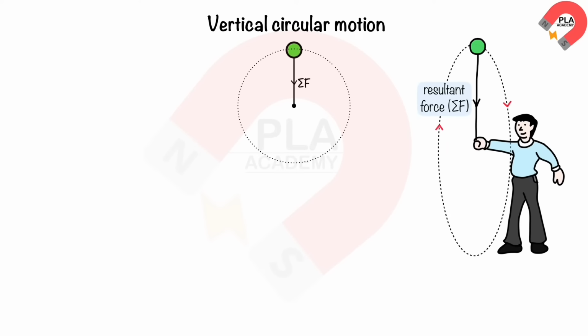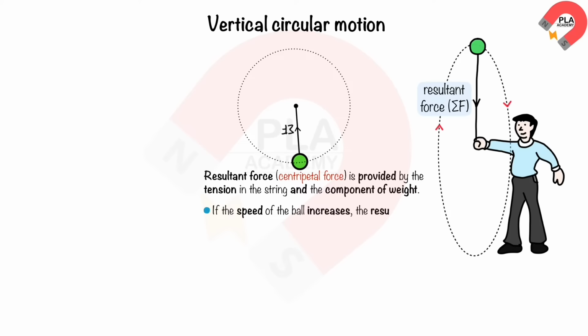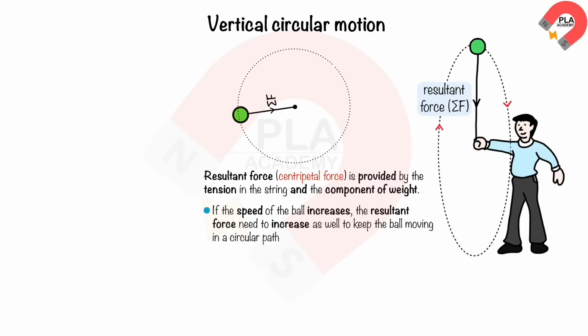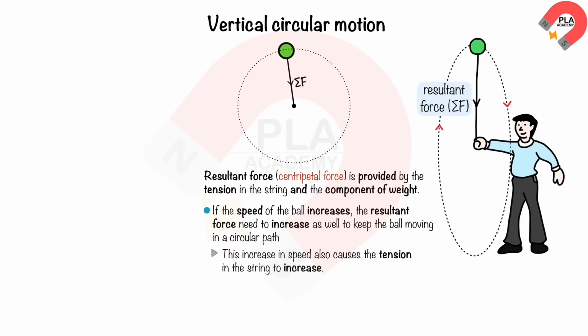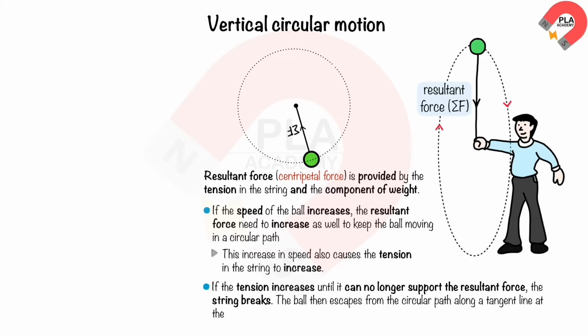Vertical circular motion of a ball that is attached to a string. The resultant force, also known as the centripetal force, is provided by the tension in the string and the component of weight. If the speed of the ball increases, the resultant force needs to increase as well to keep the ball moving in a circular path. This increase in speed also causes the tension in the string to increase. If the tension increases until it can no longer support the resultant force, the string breaks. The ball then escapes from the circular path along a tangent line at the point of breakage.